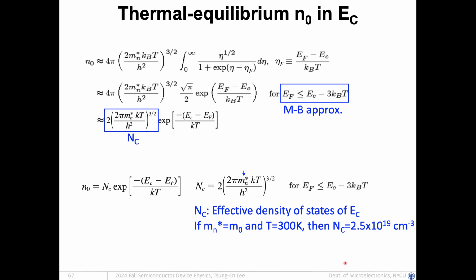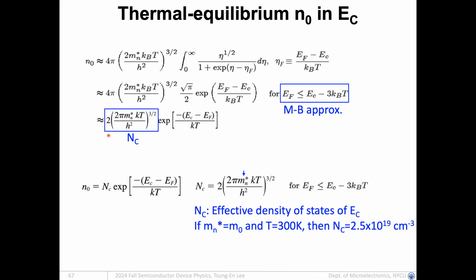Okay, so let's go back to the original formula. If we can use the Boltzmann approximation, when the distance between EF and EC is larger than 3 kT, then this formula can be simplified and arranged in this way. Finally, this is the total carrier concentration.